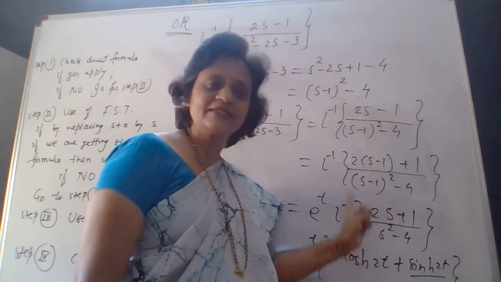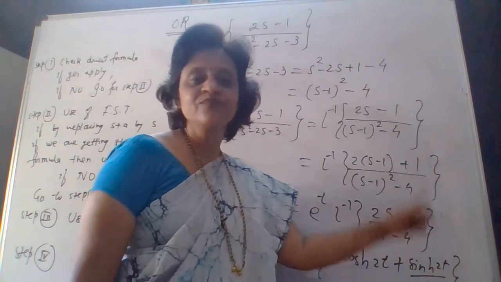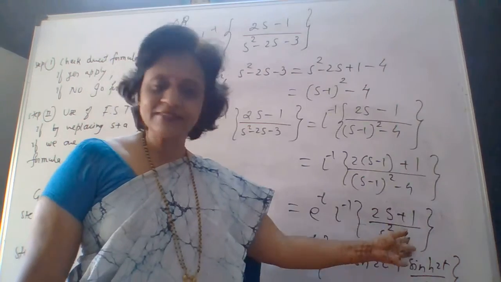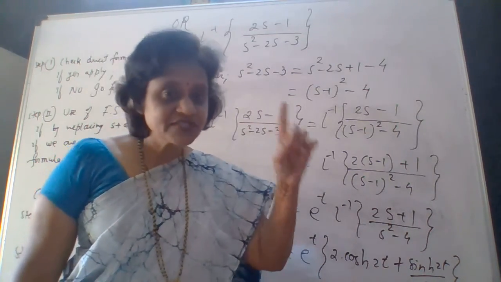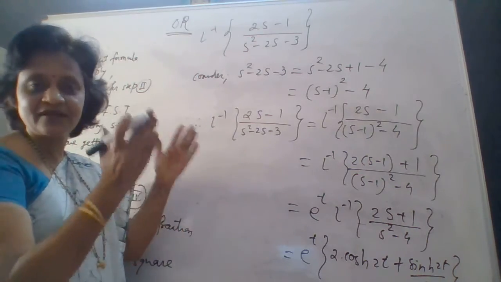Cos hyperbolic theta is e raised to theta plus e raised to minus theta by 2. Same here with minus sign. So if you want to cross check, just replace this by e. You will see you are getting the same answer. So whichever method you use, your answer is same. You have to just see the convenience.